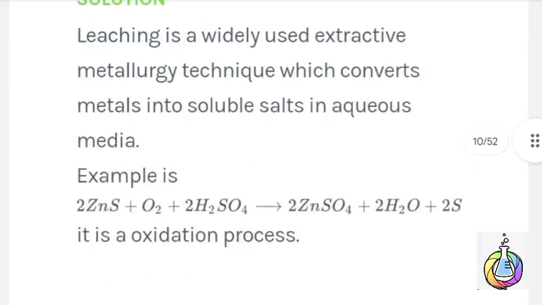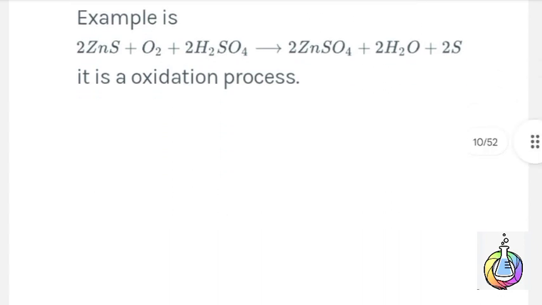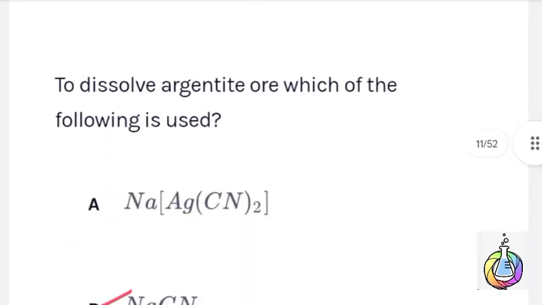Here is the solution. Leaching is a widely used extractive metallurgy technique which converts metals into soluble salt in aqueous media. For example, 2ZnS plus O2 plus 2H2SO4 gives 2ZnSO4 plus 2H2O plus 2S. It is an oxidation process. Therefore, option D is the correct answer for this question.